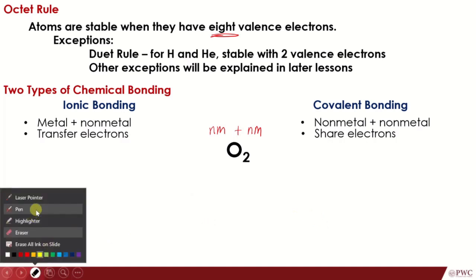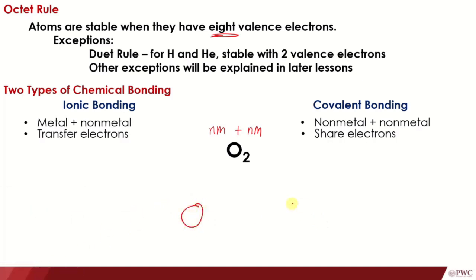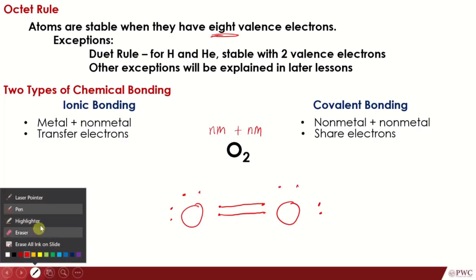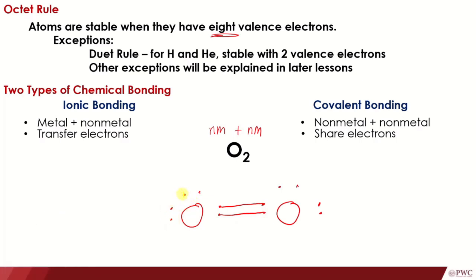Okay, here we have 2 oxygens. Again, they have 6 valence electrons. 1, 2, 3, 4, 5, 6. The same thing for this one, 6 valence electrons. Let's say they share these 2 pairs of electrons. Let's count the number of valence electrons after sharing. 1, 2, 3, 4, 5, 6, 7, and 8. So it now has 8 valence electrons. Both have 8 valence electrons.